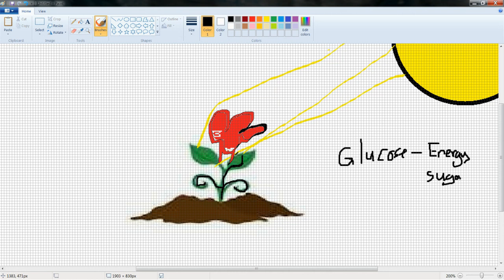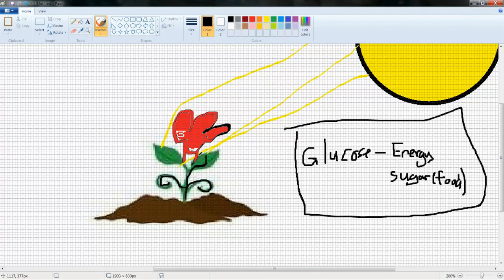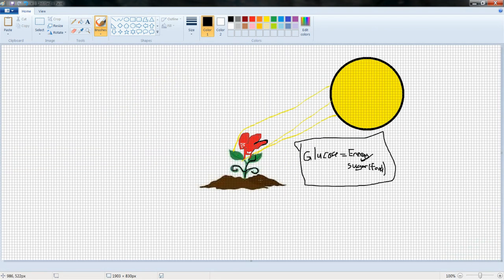But for the plant, sugar is just food. Energy and food. Then after it does that, it goes back up. Use red. It comes back up, and it goes to three places: the leaves, the flower, and the roots.